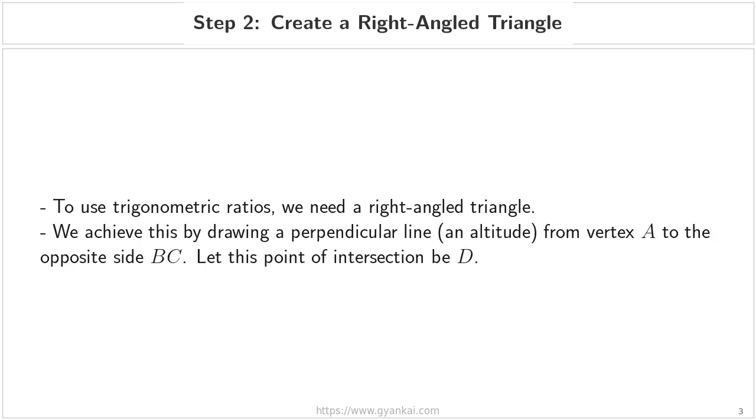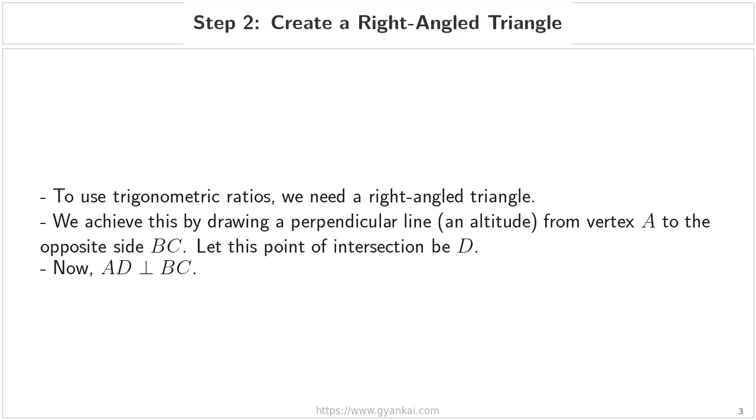We can achieve this by drawing a perpendicular line, also known as an altitude, starting from vertex A and dropping straight down to the opposite side, BC. Let's mark the point where this line meets the base as point D. By doing this, we have ensured that AD is perpendicular to BC, effectively splitting our original triangle into two smaller right-angled triangles that we can now analyze.